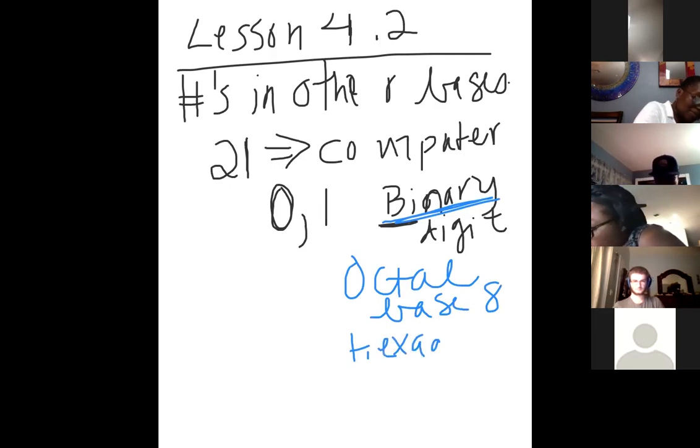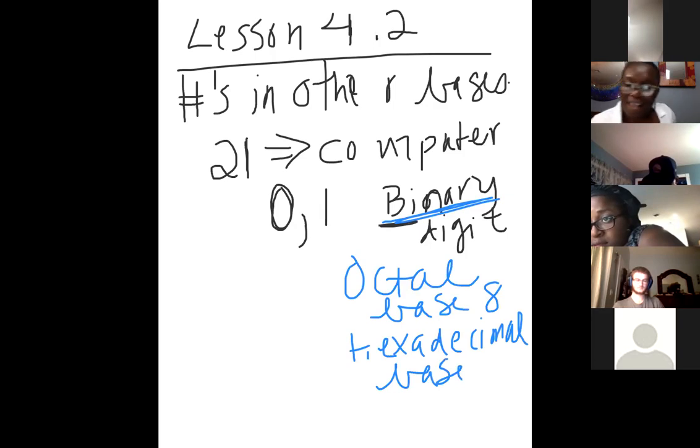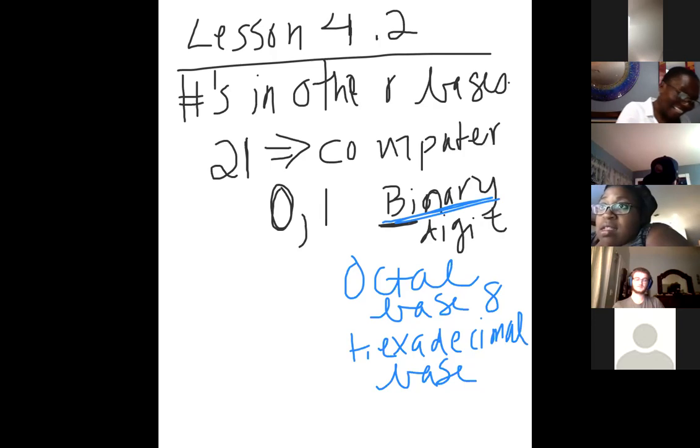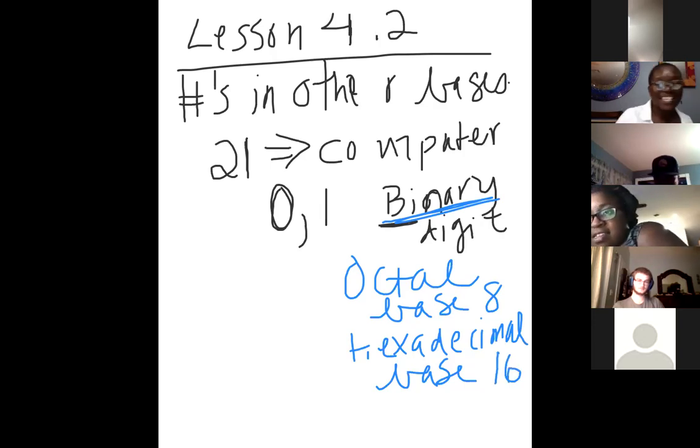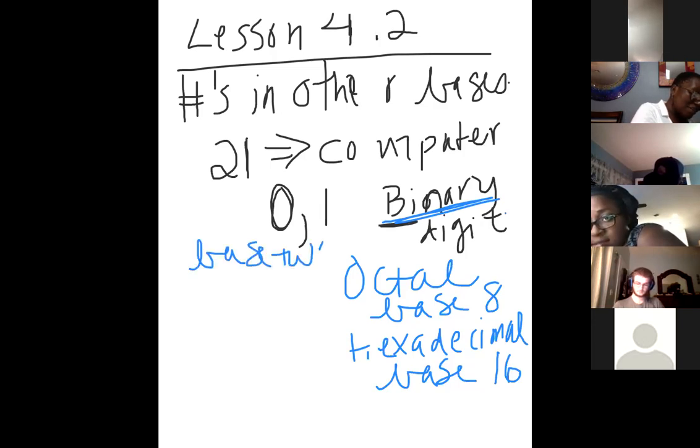hexadecimals. Okay. And does anybody want to guess what base the hexadecimals is in? Anybody? Octal is base 8. Hexa is what base? This one is base 16. Okay. Wow. Hexadecimal involves base 16. So binary digits involves base 2. So when we talk about a base 2 number, we only use the digits 0 and 1.